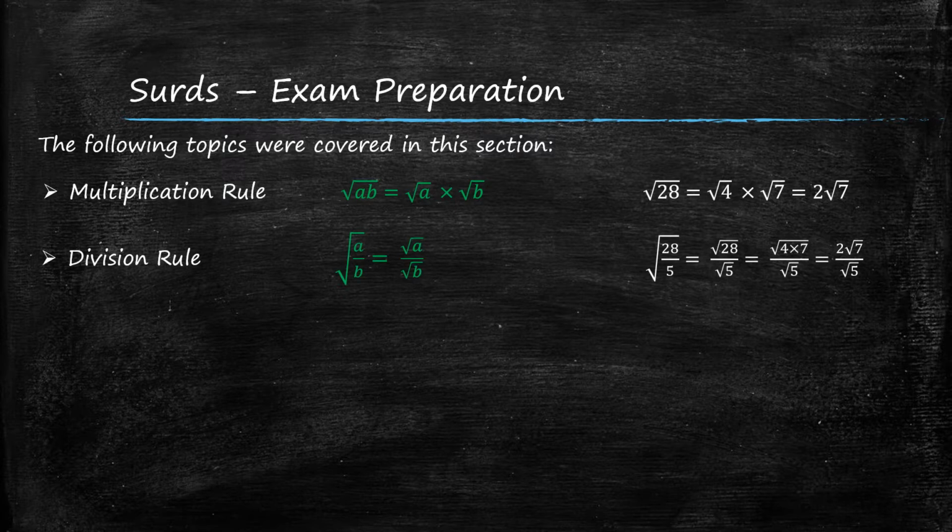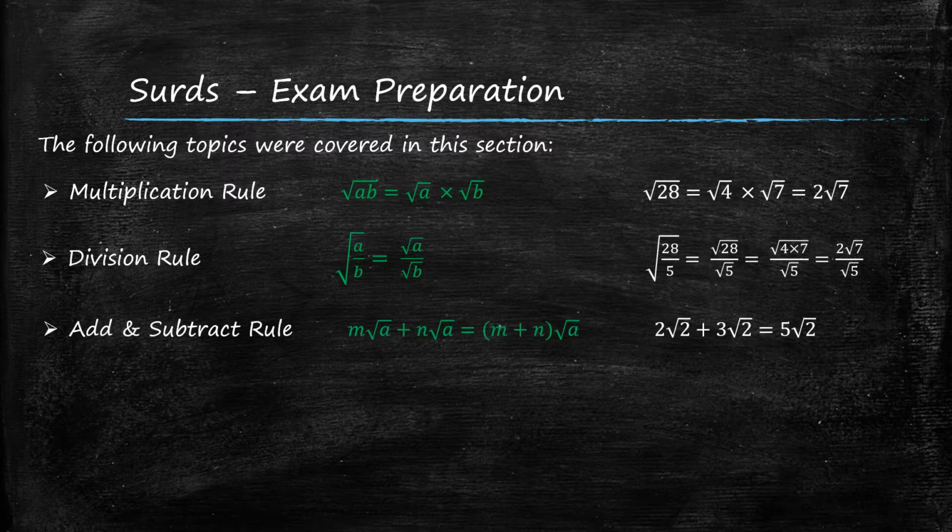We then moved on to the surds division rule: root A over B is equal to root A over root B, and again how we can use the division rule to help simplify surds. And then we discussed the addition and subtraction rule: m root A plus n root A is equal to (m plus n) root A. Where the surds are the same, we can simply add them or subtract them.